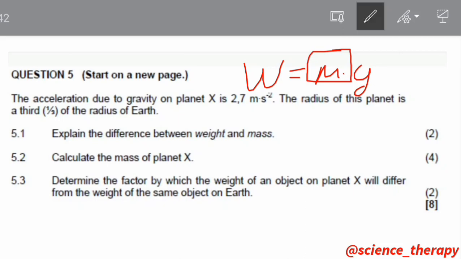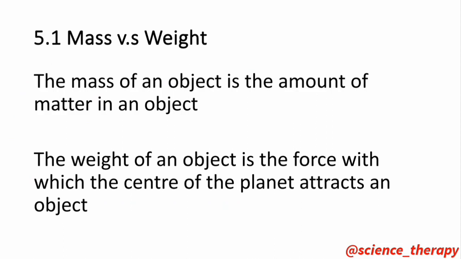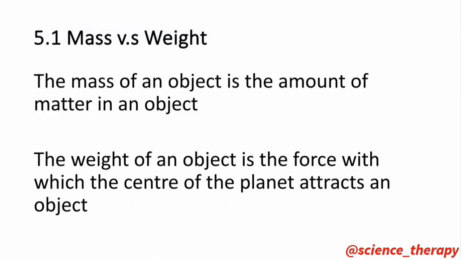Then let's look at the difference between weight and mass in terms of the definitions. We say the mass of an object is the amount of matter in an object, so it's how much matter that object has in it. But the weight of an object is the force with which the center of the planet attracts an object. That is where we take the mass times the gravitational acceleration. So that's the difference between weight and mass. That's how you should define it according to your CAPS document.